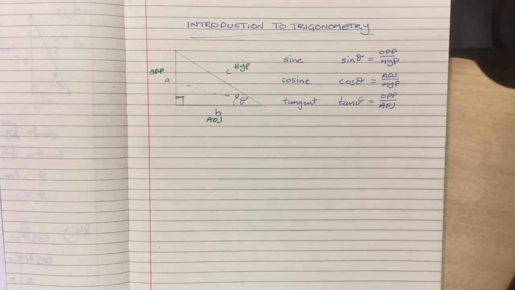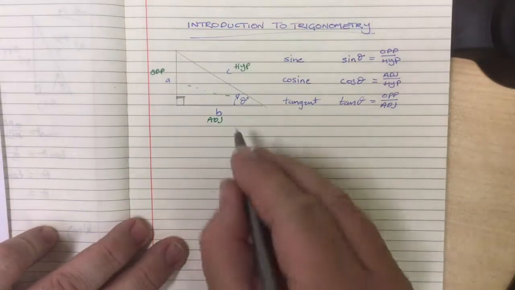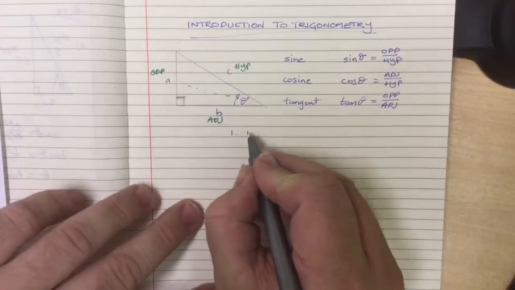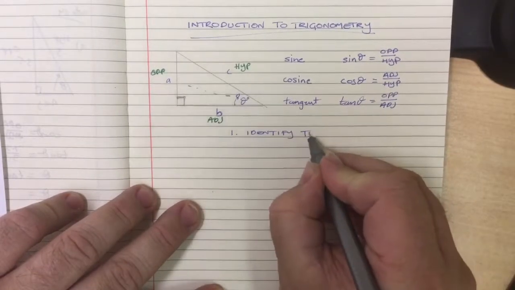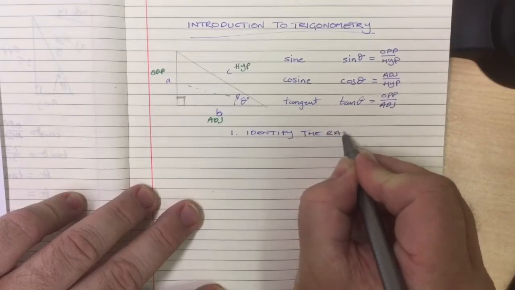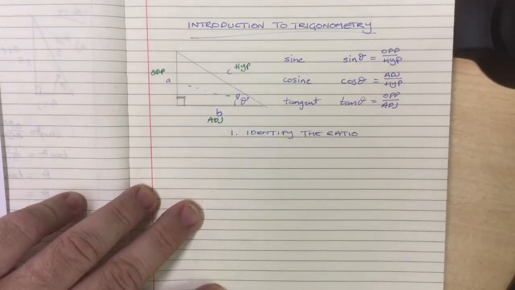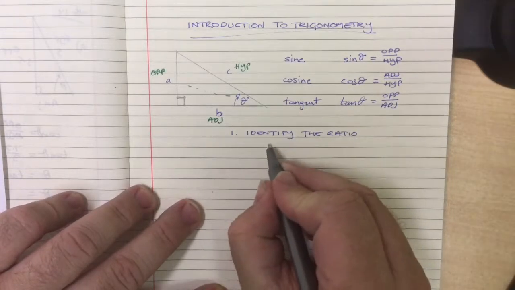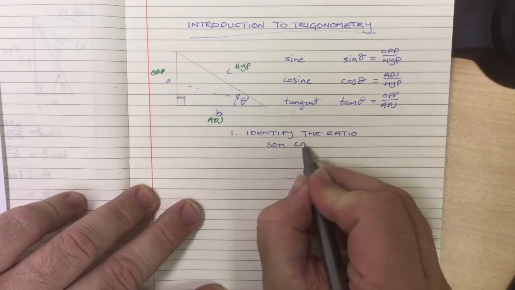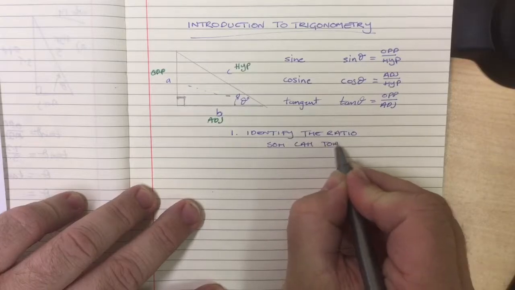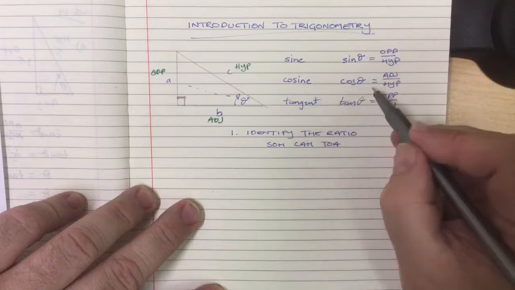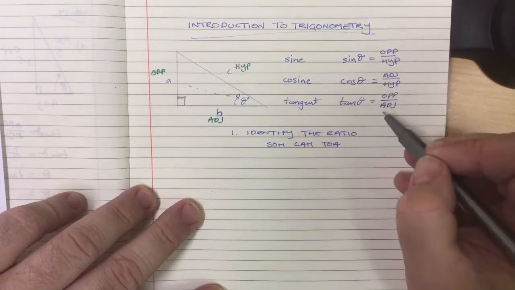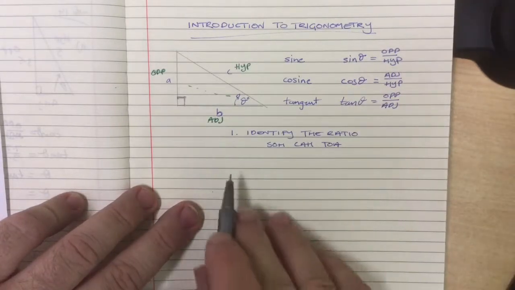So I've got for you a four-step process that I think you can apply to any trig style question. Number one, you need to identify the ratio that you need to use. So identify whether you're using sine, cosine, or tangent. And you use the phrase SOH CAH TOA to help you remember each of these ratios. You can see the SOH, CAH, and TOA to get those through there.